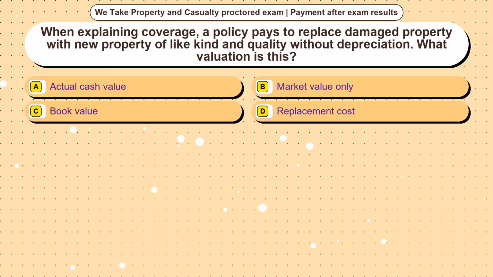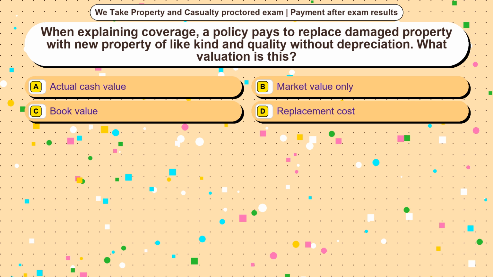Question 19. When explaining coverage, a policy pays to replace damaged property with new property of like kind and quality without depreciation. What valuation is this? Option A, actual cash value. Option B, market value only. Option C, book value. Option D, replacement cost. The correct answer is option D.